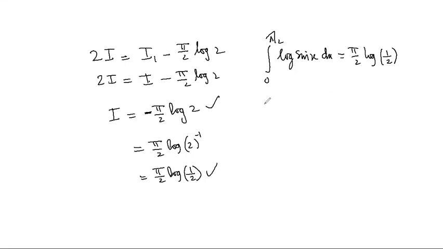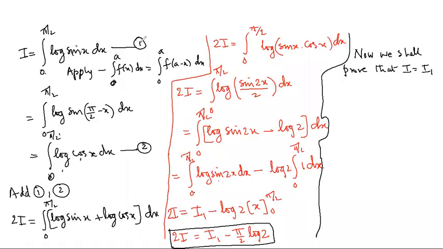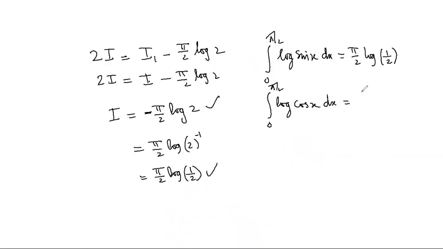So who can speak? Girish, what will be 0 to pi by 2 log cos x dx? What will be its answer? Sir, will that be the same or different? It will be a little different, sir. Look, what did I do in the beginning? Look at equation 1 and equation 2. I is log sin x dx, I is also log cos x dx. That means the answers for log sin x and log cos x are the same. Therefore, this answer will be the same thing only.